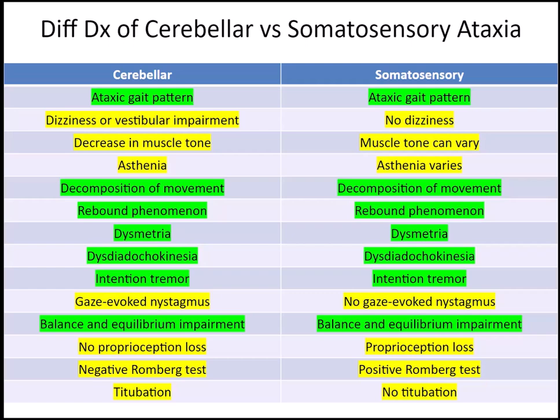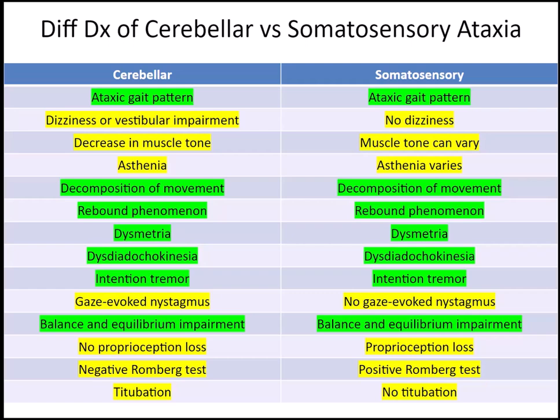So we know that vestibular is associated with cerebellar disorders. Dizziness or vestibular impairment is going to be something that you find in an individual with a cerebellar problem. Somatosensory ataxia, you would expect no dizziness. Okay, cerebellar disorder, typically low tone. Somatosensory, the muscle tone can vary. Asthenia, and that's a new word. So asthenia is a kind of fatigue and or weakness that's associated with the presence of a cerebellar disorder. It's going to be positive with cerebellar. It's going to vary with somatosensory.